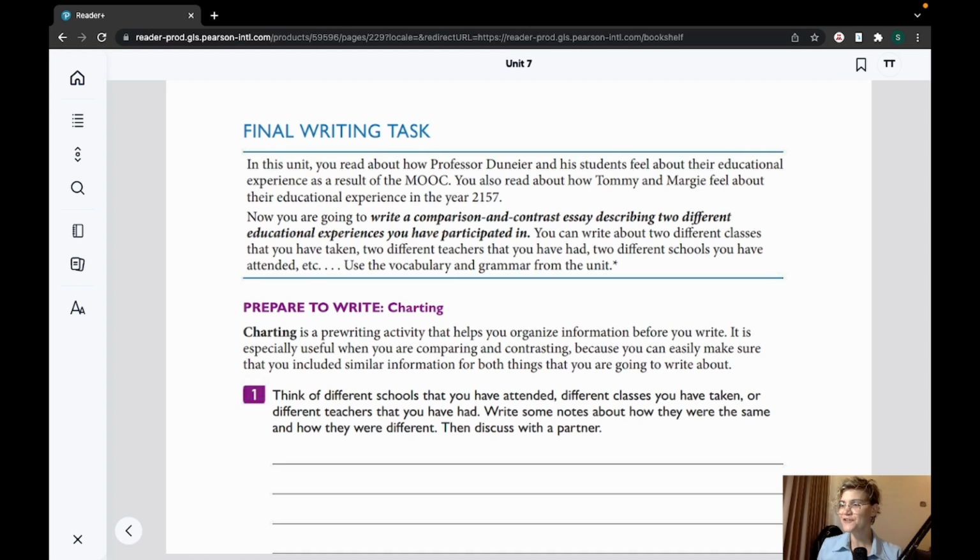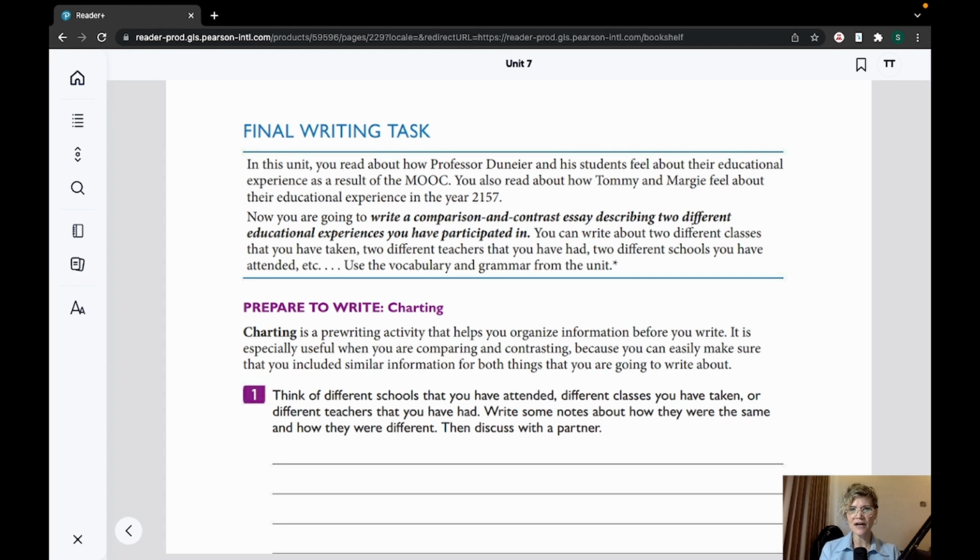And that brings us to your final writing task, which is your writing project, which you write in your journal. A comparison and contrast essay describing 2 different educational experiences you have participated in. I'm super excited to read that.